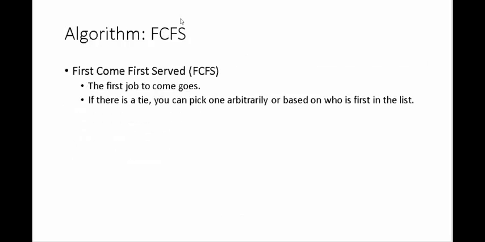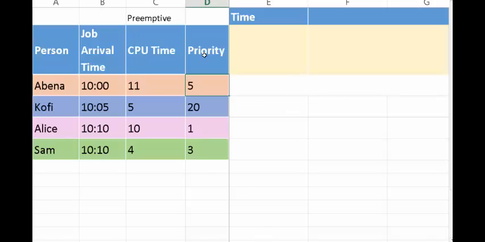Let's start with the first one, first come, first served. First come, first served is whoever gets there first, whichever process comes in first, gets to go. So for example, this is an example we're using before. We have Abena coming in at 10, Kofi at 5, Alice at 10, Sam at 10. If this is to be a first come, first served schedule, we also have to ask ourselves, is it preemptive or non-preemptive? Let's start with non-preemptive.